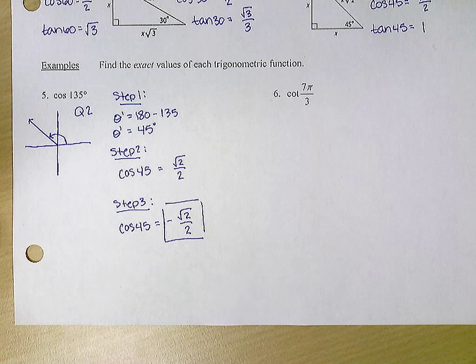All right, questions on how I found cosine of 135 by finding that reference angle?